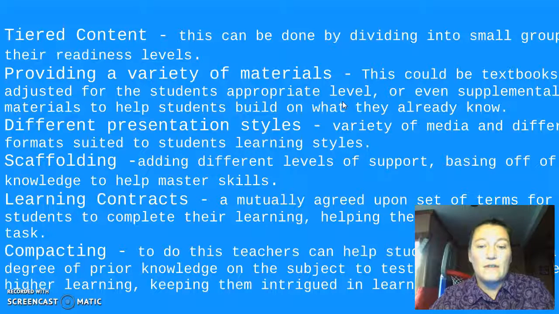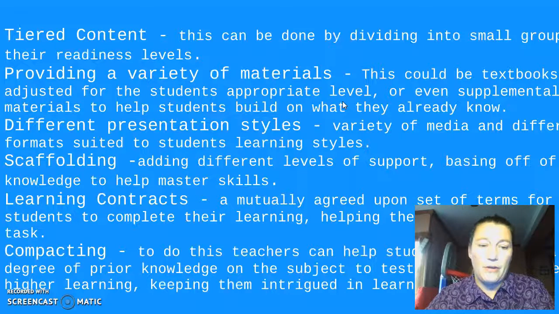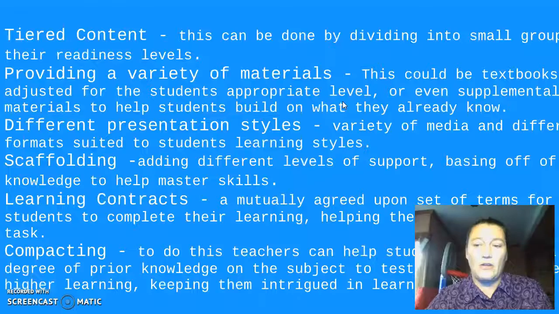Learning contracts, a mutually agreed upon set of terms for students to complete their learning, helping them stay organized and on task. And compacting. To do this, teachers can help students that have a high degree of prior knowledge on the subject to test out and continue even higher learning.